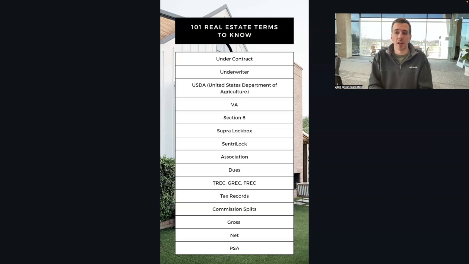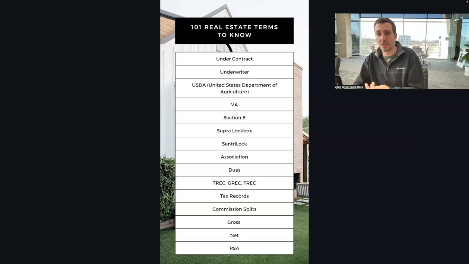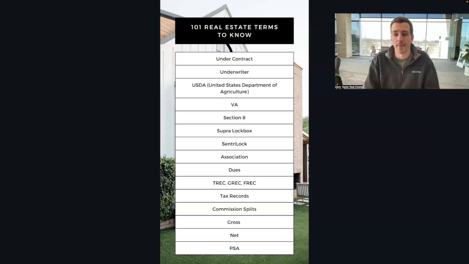Association. This is talking about your realtor association. So there is a local board, there's a state board, and there's the National Association of Realtors. So association. Dues. This is again applying to the above association. Every single year, realtors have to pay their dues. I know locally it's about $550 annually to be part of a realtor association that covers your local, state, and national dues.